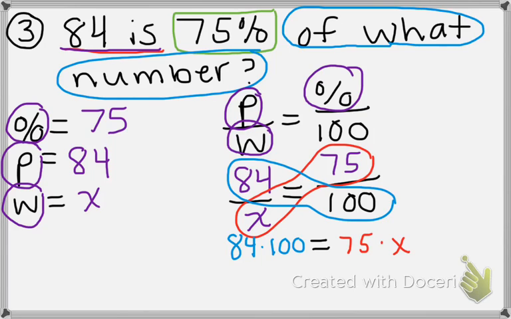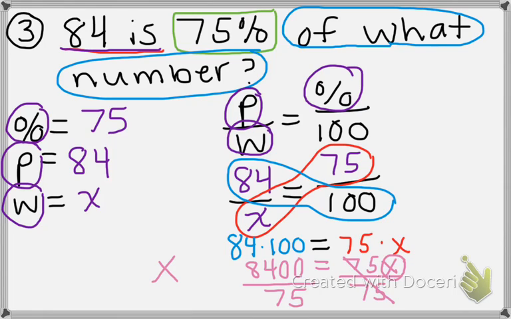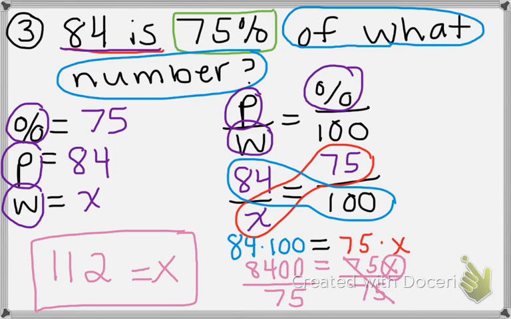84 times 100. Well, 84 times 1 is 84. Okay, add those two zeros, so it's 8400 equals, and 75 times X, we can just rewrite it as 75X. Now, we need to get X by itself, so we need to cancel out that 75. The only way to do that is to divide by 75, because then those cancel. Okay, but you have to do the same thing on the other side. So X is going to equal whatever 8400 divided by 75 is, which happens to be 112. X equals 112. So 84 is 75% of 112.